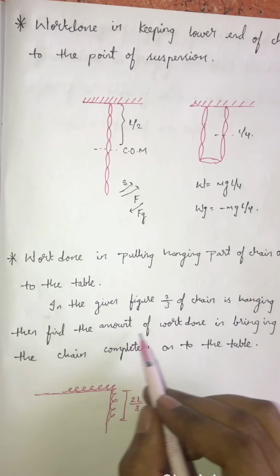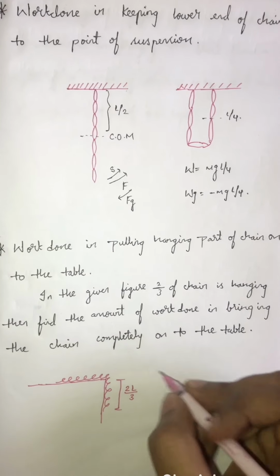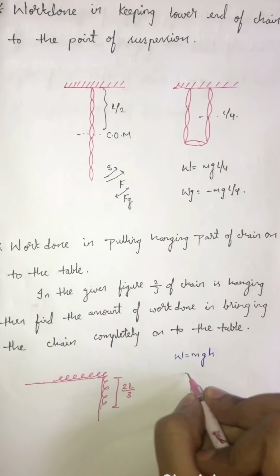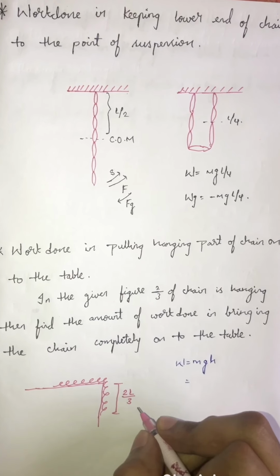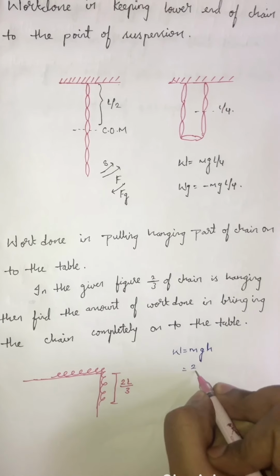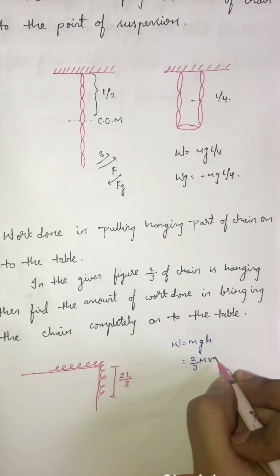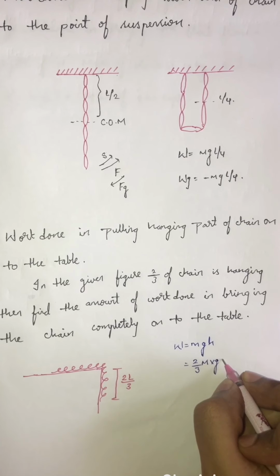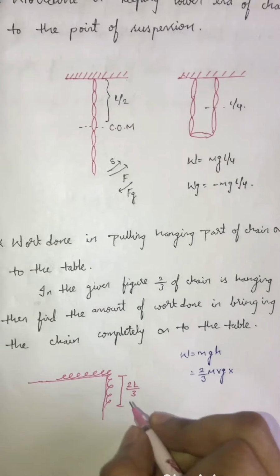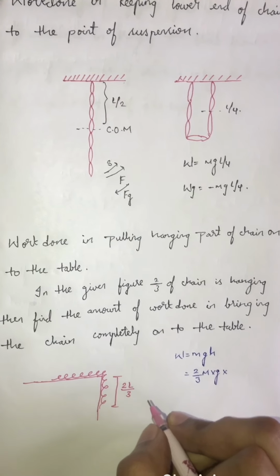So from mgh, here we are doing work only upon the 2/3 of the chain in order to bring it back onto the table. So the mass will be equal to 2/3 of the complete mass of the chain. There is no change in acceleration due to gravity, that is 9.8. And what will be the center of mass? Here, the total length hanging is equal to 2/3 of the length. The center of mass acts at half of the length of the hanging part of the chain.